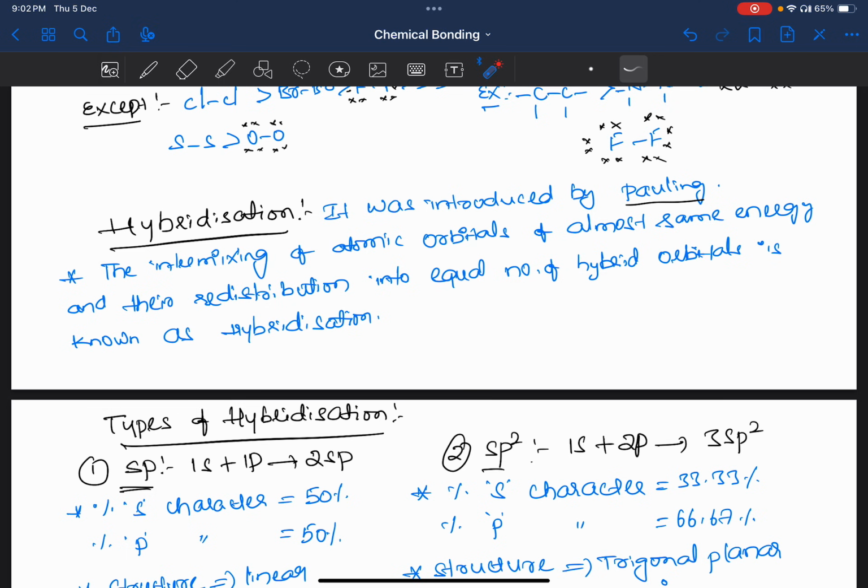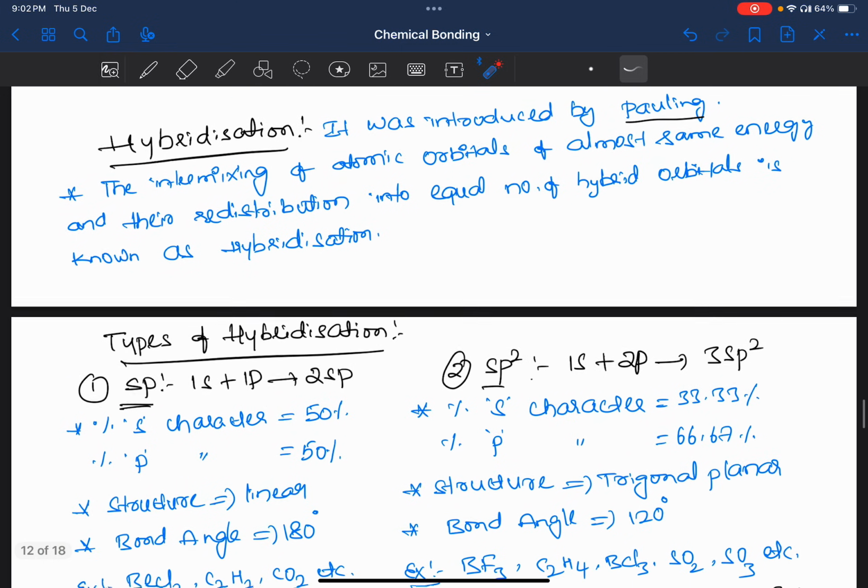In hybridization, generally only the central atom is involved. Sidewise atoms are not involved. Hybridization is related to the central atom only. In the central atom, atomic orbitals of almost the same energy are intermixed, and then distributed into an equal number of hybrid orbitals.